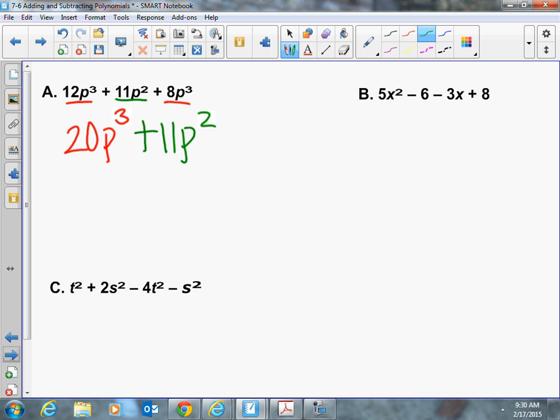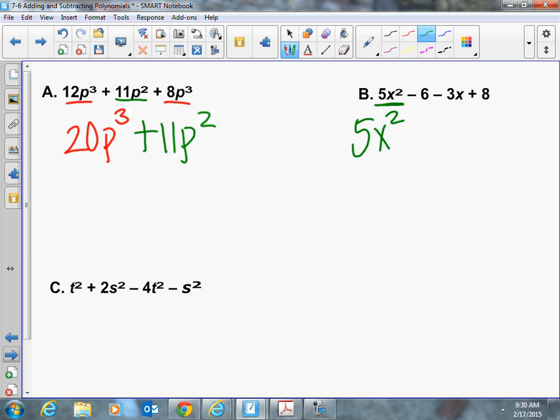I have 5x squared. That is my largest exponent, 2. That's what you always start with, the term with the largest exponent, because we want to write our answers going from biggest exponent to smallest exponent. So the 5x squared doesn't have any other x squareds to combine with. So in fact, it just gets written alone.